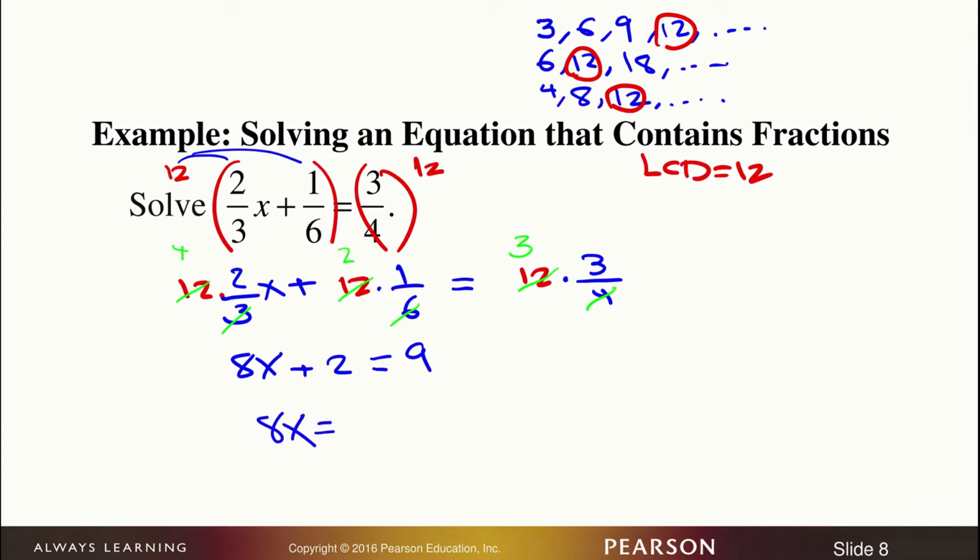All right, so we get 8x equals, we're going to move the 2 to the other side so it becomes -2. So we get 8x equals 7. Finally, divide both sides by 8, which is the coefficient of the unknown. And we end up with x equals 7/8.